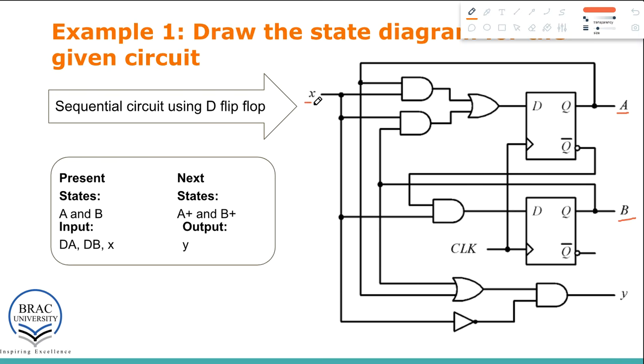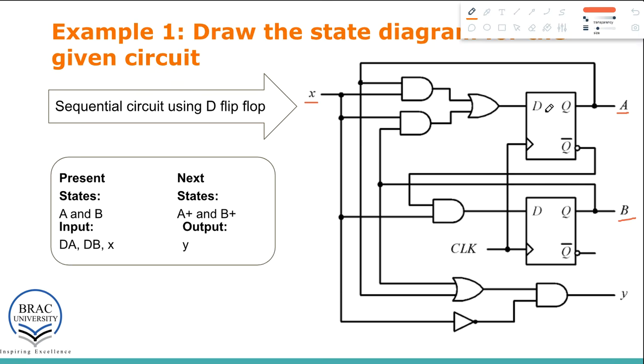And the inputs: when we say input, we mean that we have to consider the circuit's external inputs, which is only X in this case, and also the flip-flop inputs. Here we are using D flip-flops. In the case of a D flip-flop, there is only one input. There are two flip-flops, so in total there would be two different inputs.